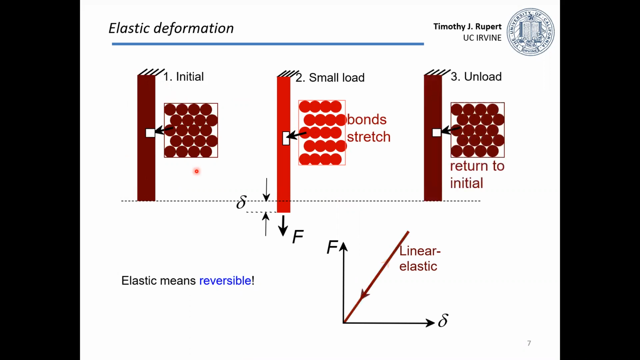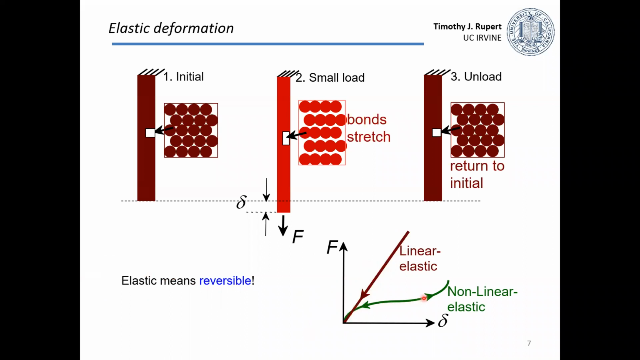And then as I unload the sample and move the other way, the bonds unstretch, atoms get closer together, and it goes back to its original shape, okay? So this elastic term, when we're talking about deformation, really means that the deformation is reversible. Now, what I've shown here is linear elastic, where the slope of that line is straight. It doesn't necessarily have to be that way.